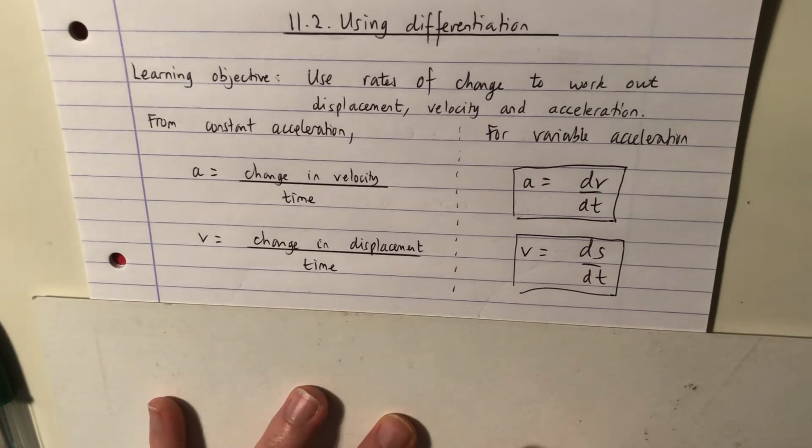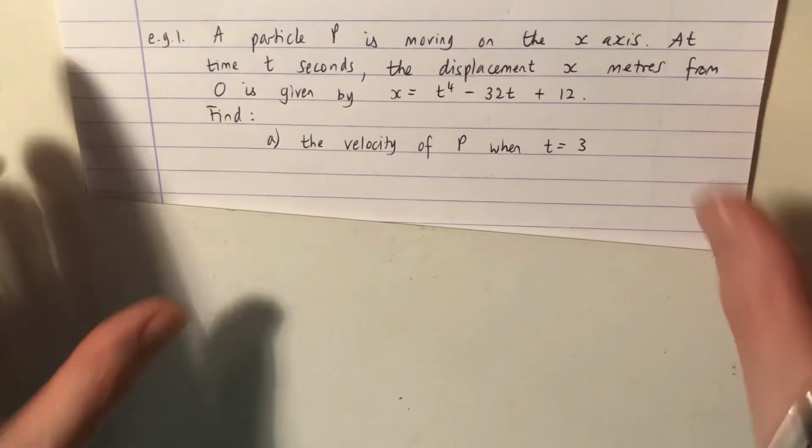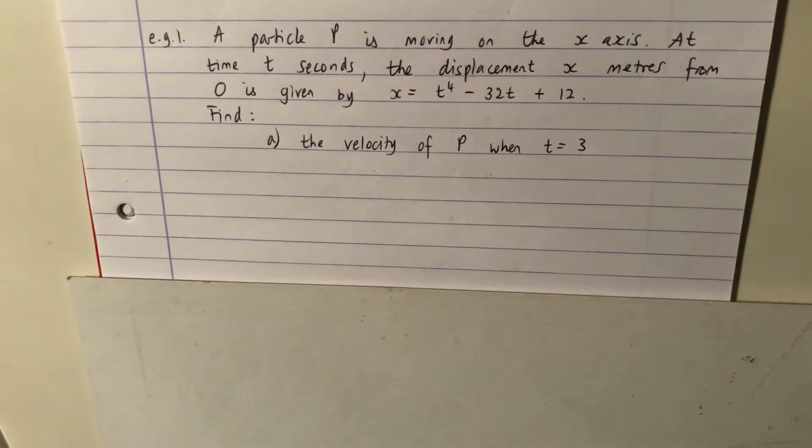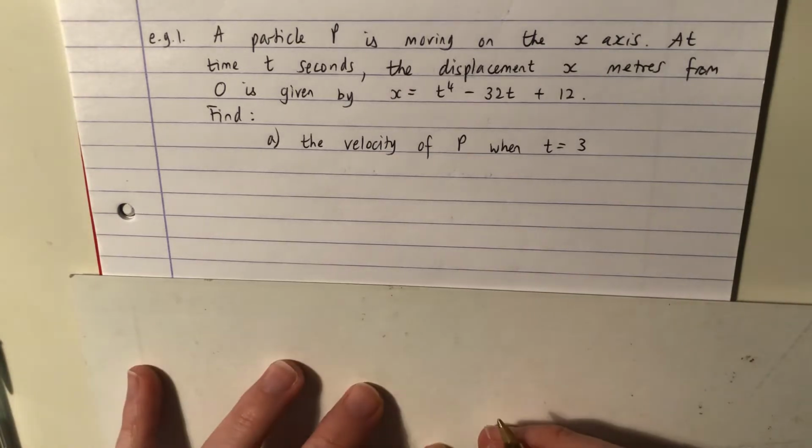Okay, let's keep going. So we've got an example. A particle P is moving along the x-axis, so it's moving in a straight line. At time t seconds, the displacement x meters from the origin is given by this formula: x equals t to the 4 subtract 32t plus 12. And they'd like you to find out what the velocity of P, the particle, would be when t is equal to 3.